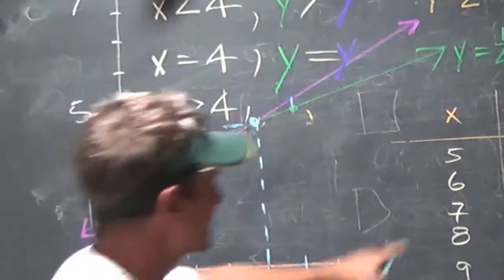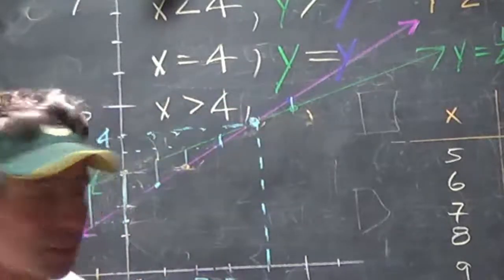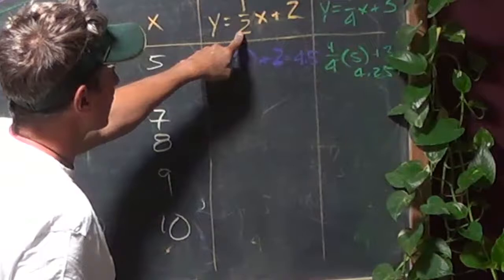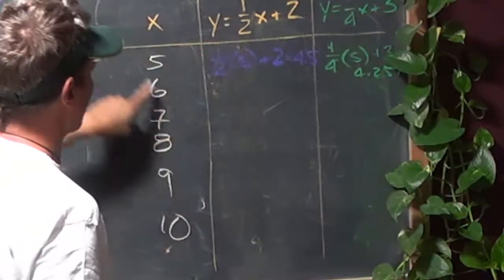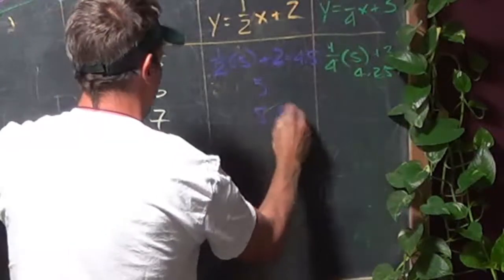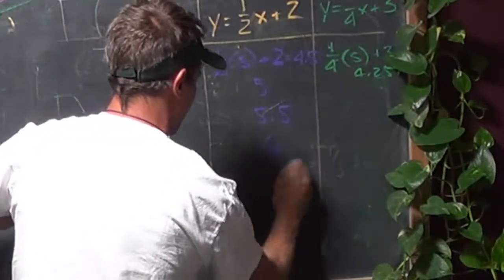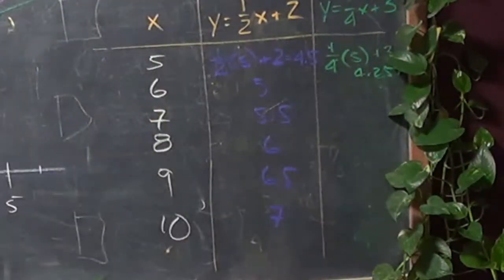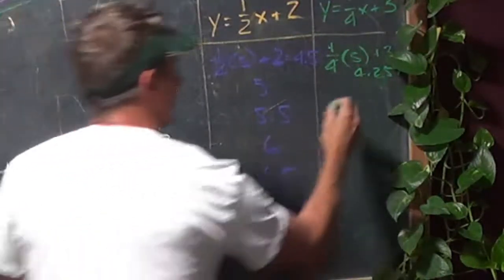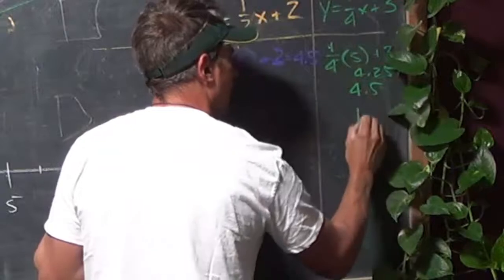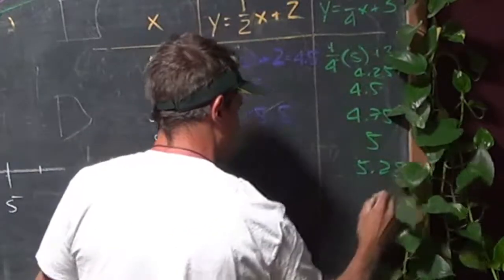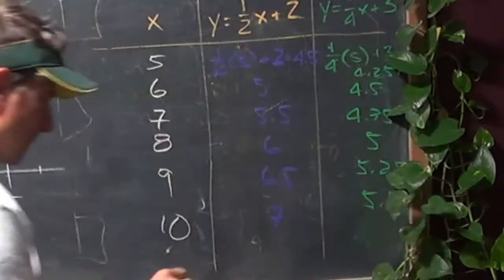How about if we go to 6? Well, rather than filling up the chart with equations, we can just use the behavior of the line, knowing the y value is going to go up by 1/2 with each extra x value. So it's going to go 5, 5.5, 6, 6.5, 7, and so forth. The green line will do something similar, but go up by 1/4 each time. So this is going to go to 4.5, 4 3/4, 5, 5 1/4, 5.5, and so forth and so on.